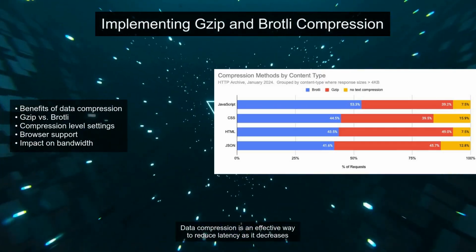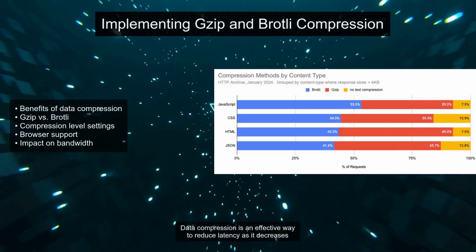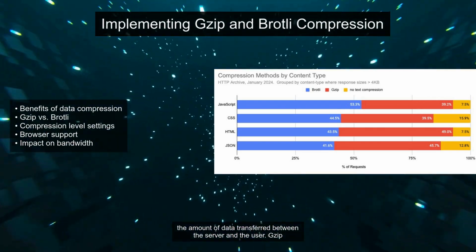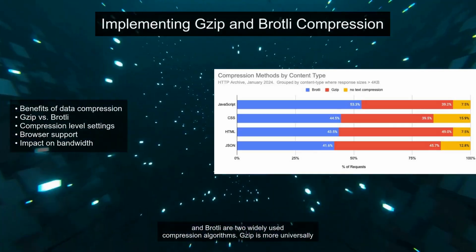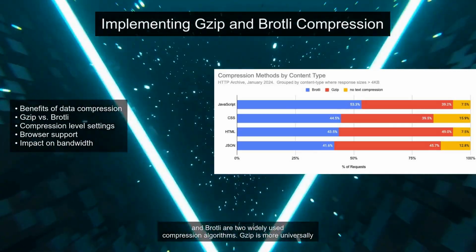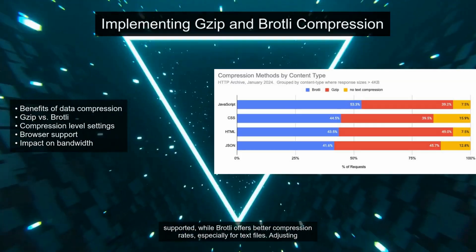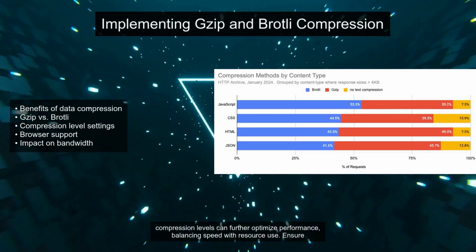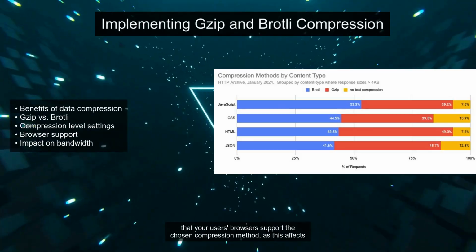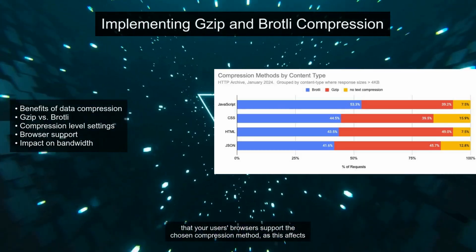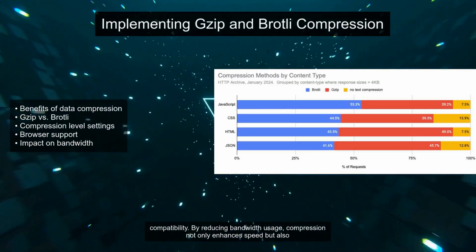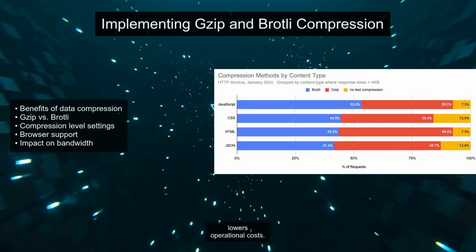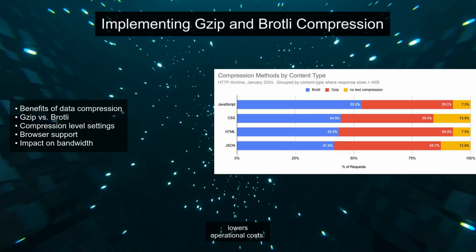Data compression is an effective way to reduce latency as it decreases the amount of data transferred between the server and the user. Gzip and Brotli are two widely used compression algorithms. Gzip is more universally supported, while Brotli offers better compression rates, especially for text files. Adjusting compression levels can further optimize performance, balancing speed with resource use. Ensure that your user's browsers support the chosen compression method, as this affects compatibility. By reducing bandwidth usage, compression not only enhances speed but also lowers operational costs.